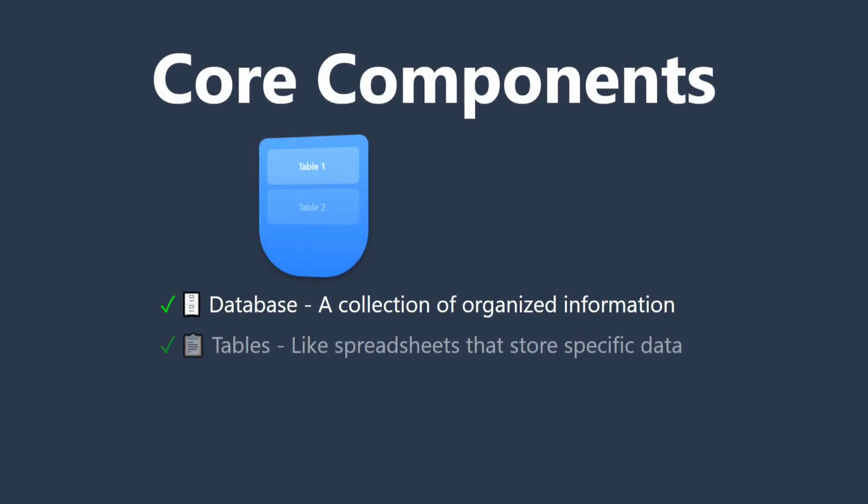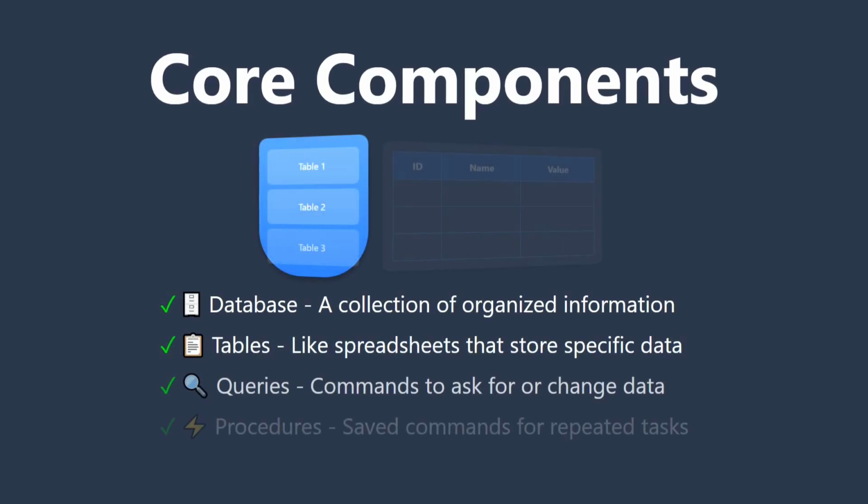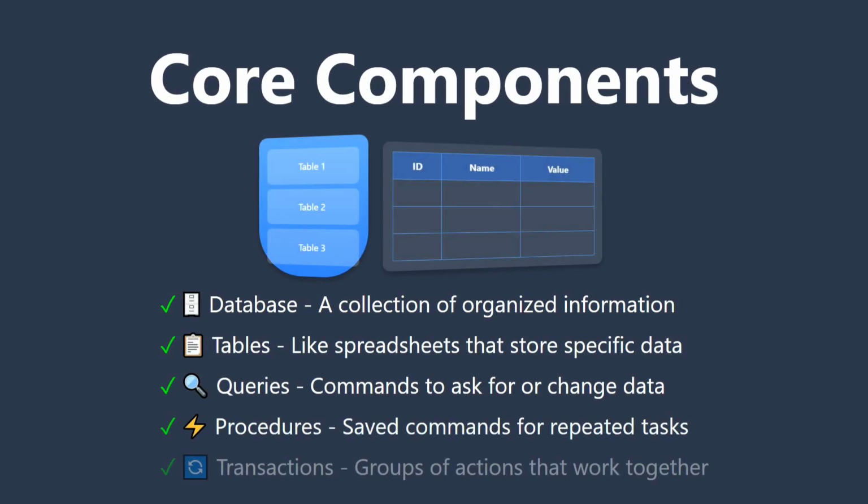Let's break down the core components of SQL systems. First, we have the databases, an organized collection of related information. Within databases, we have tables, structures similar to a spreadsheet that store specific types of data. And the queries are the commands that we use to request or modify the data. The procedures are the saved commands that can be executed repeatedly for common tasks. And finally, the transactions, which group actions together to maintain the data.